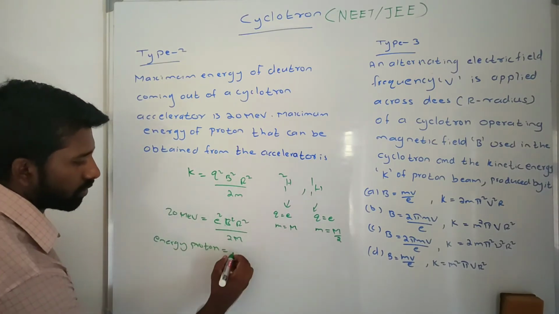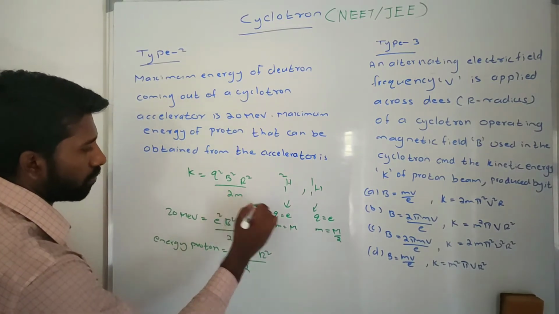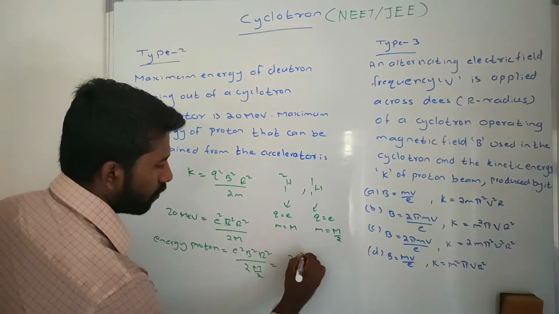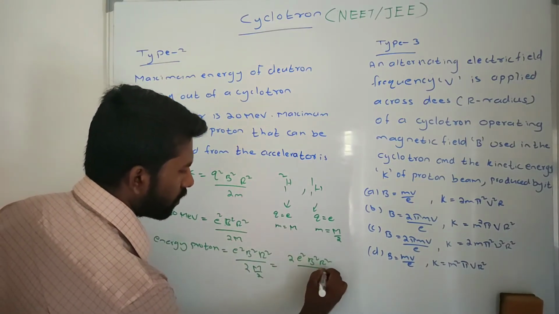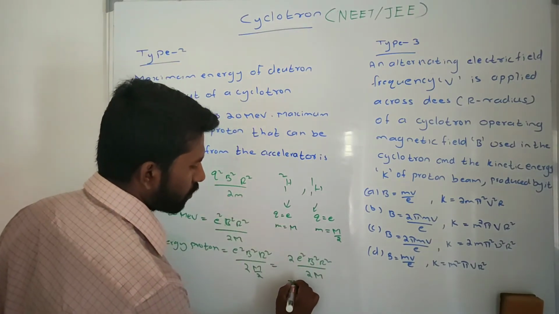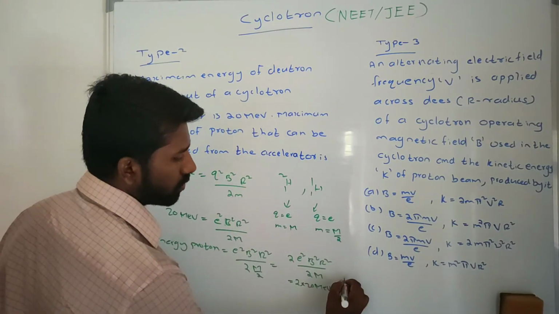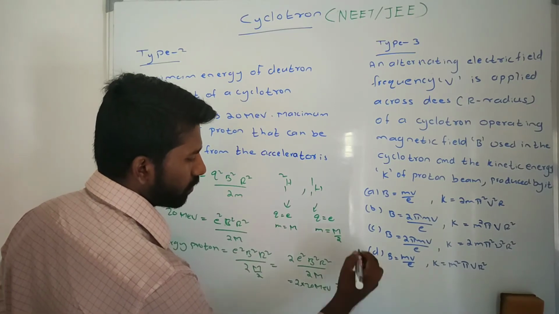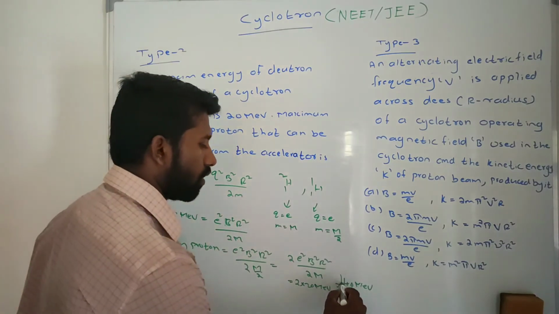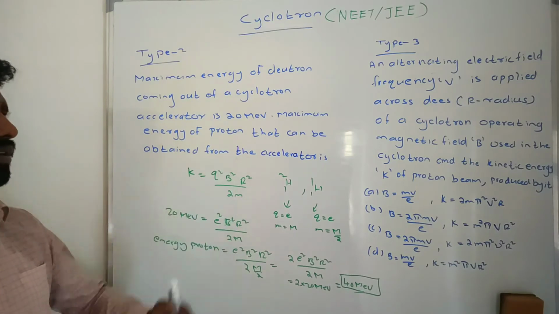Now the energy of the proton, that is equal to what? E square B square R square divided by 2 into M, where the mass is M by 2. So that is 2 into E square B square R square divided by 2 into capital M. This value is 20 mega electron volt. So 2 into 20 mega electron volt, you will get 40 mega electron volt. That is the energy of the proton coming out from the accelerator, 40 mega electron volt. Okay, clear? That is about type 2.